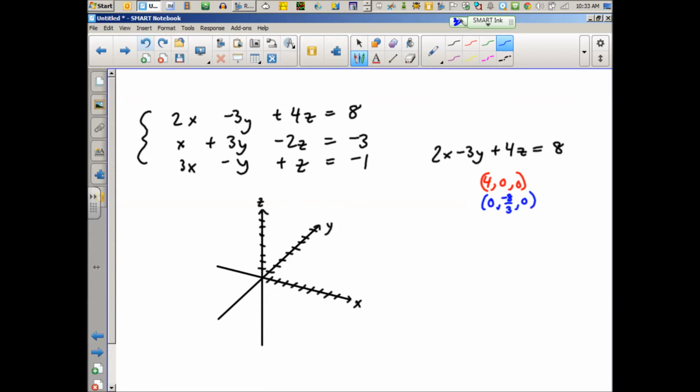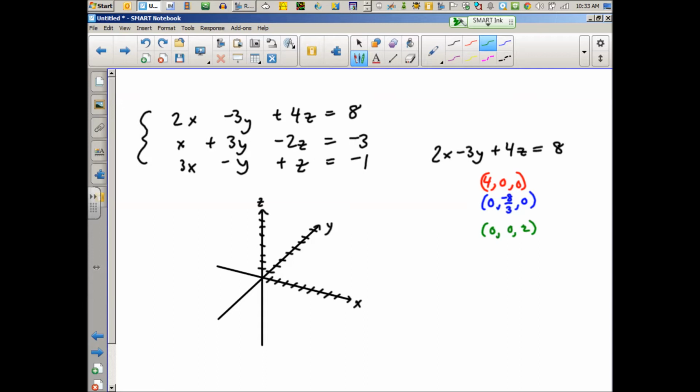Okay, now I'm going to cross out x and y. What does it look like now? 4z equals 8. Z is 2, right? So when I covered up x and y, z was 2.